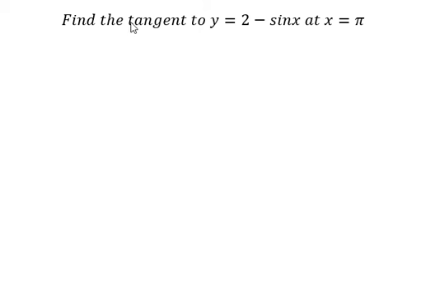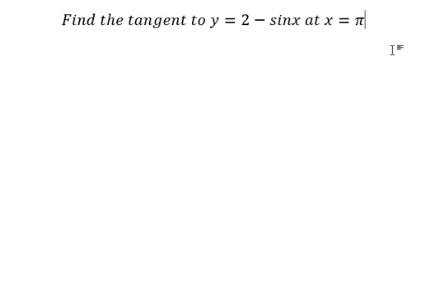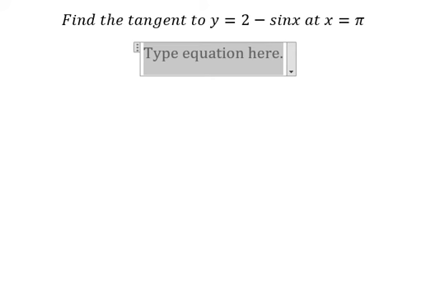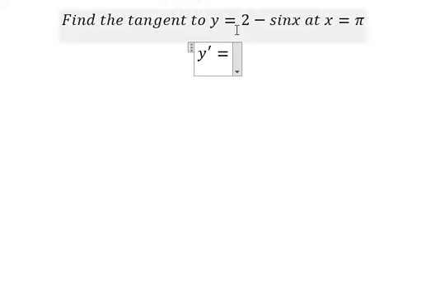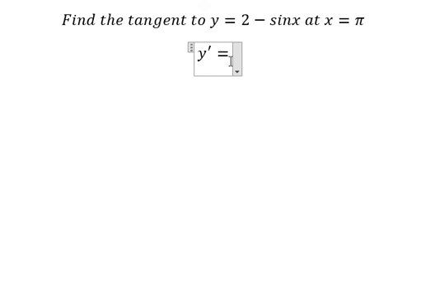The topic today is about application of derivative to find the tangent in here. So now I will show you how to answer. To find the tangent, we need to find the first derivative of y. The first derivative of number 2, this is a constant, so you get 0. The first derivative of sine x, you get cosine x.